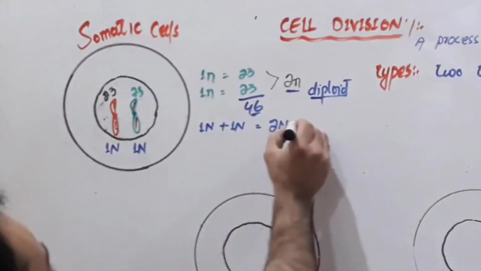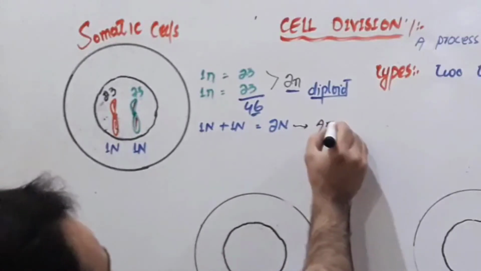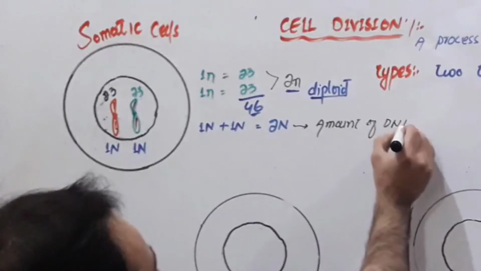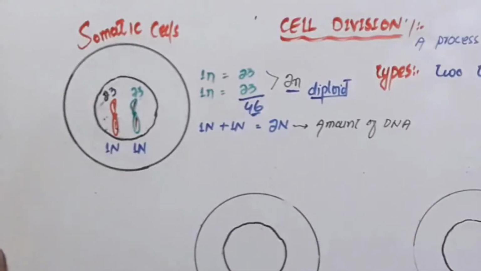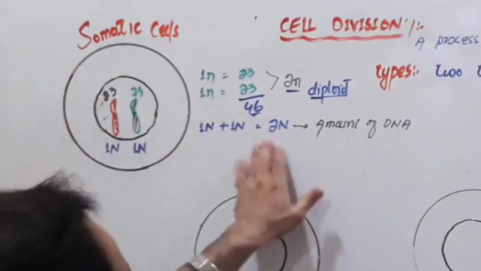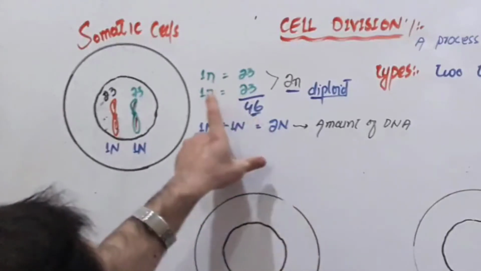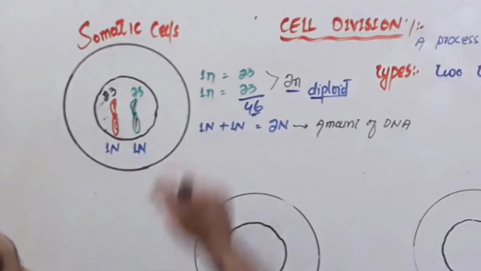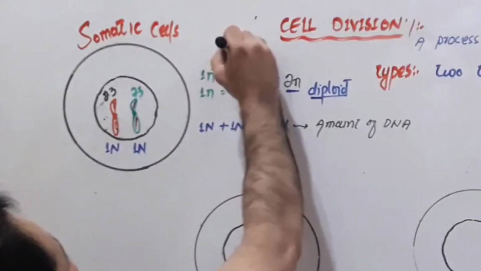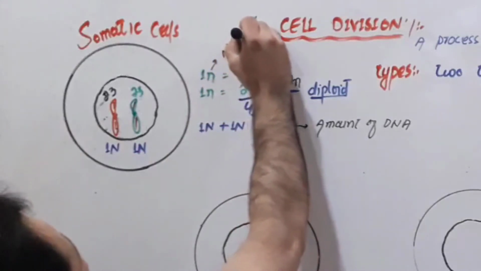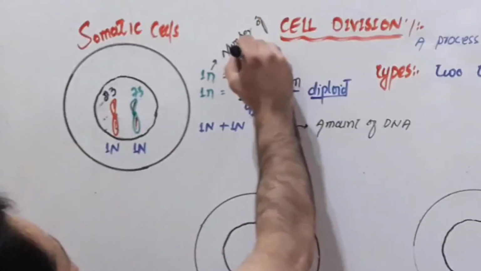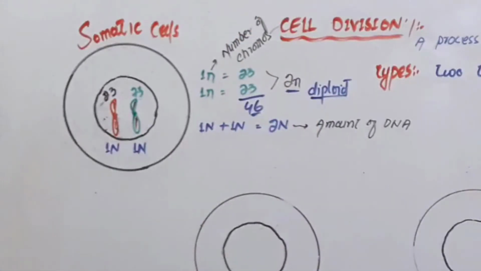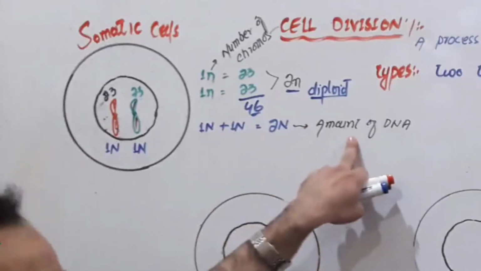So capital N shows the amount of DNA, right? The DNA present here is 2N, and the number of chromosomes present is 46, right? So small n shows the number of chromosomes. Clear? Small n shows the number of chromosomes, and capital N shows the amount of the DNA.